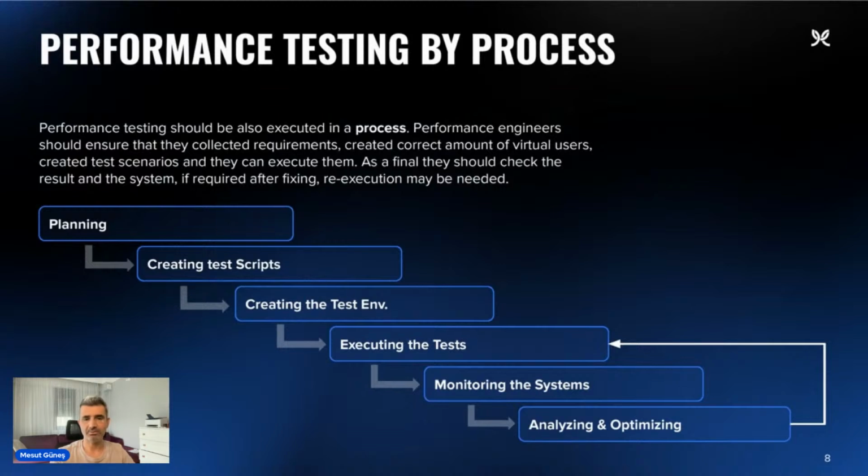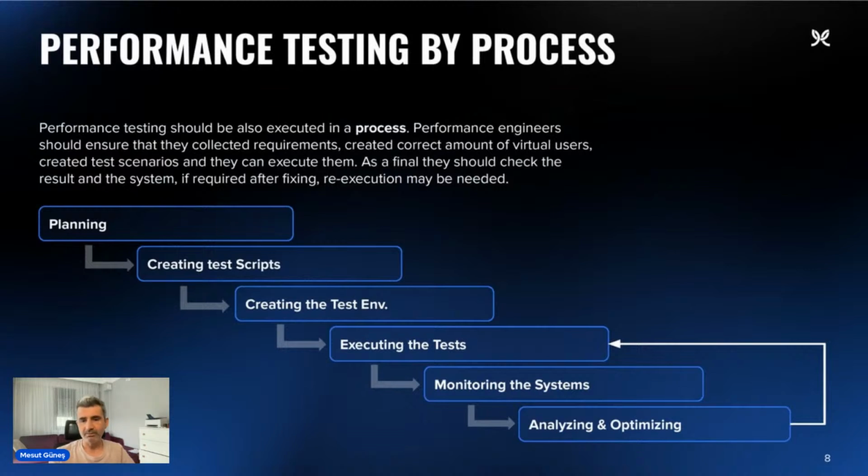The executing step is running your test scripts, and then the next step is monitoring the system. So in the planning phase, we define some metrics and some loads, but are we sure that all the loads are coming to the system? So with the help of the monitoring system, we should check that loads are coming to the system and everything is working as expected. And as a final step, after executing and monitoring the system, we should analyze the output from the performance testing.